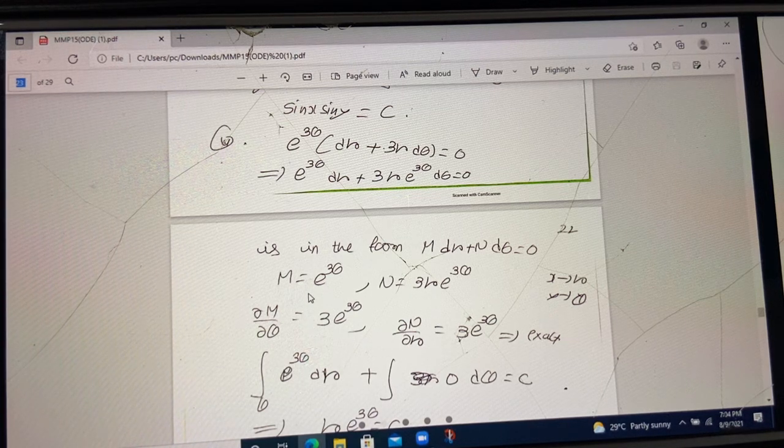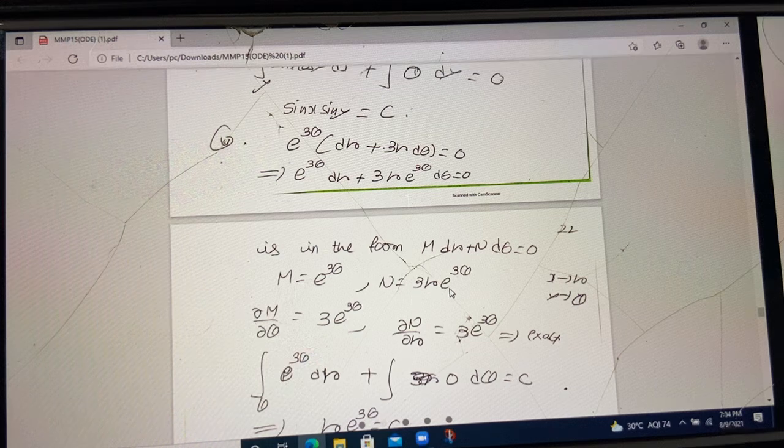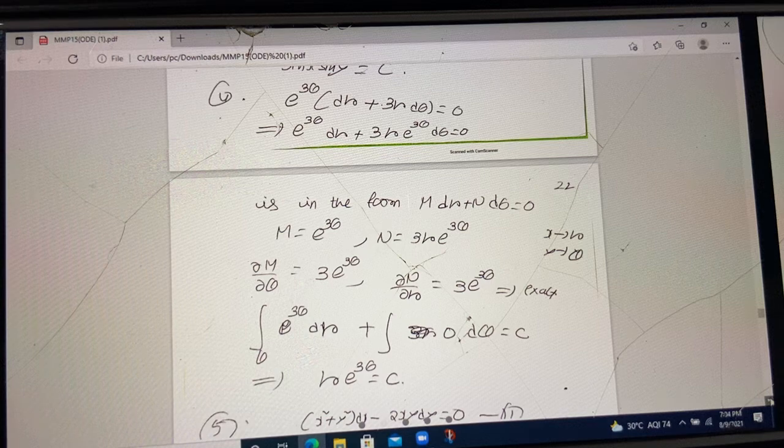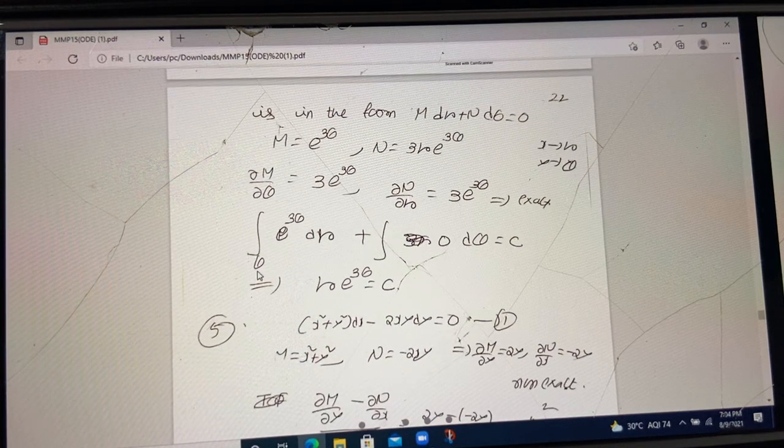What is the formula? Integral of m dx treating y as constant, here instead of y you have theta. M means e power 3 theta dr. Then integral of the terms of n not containing x, here instead of x we have r. What are the terms not containing r? There is no such term, since the only term has r in it. So integral 0 d theta equal to constant. With respect to r, theta is treated as constant, so 1 dr is r, and r e power 3 theta is equal to constant. This is the required complete solution for this.